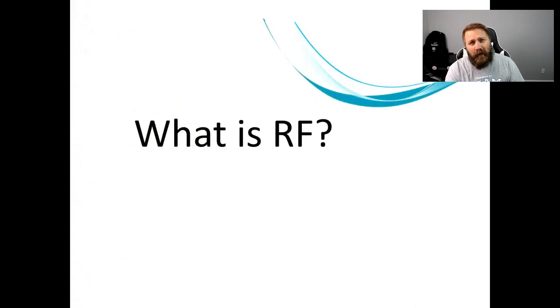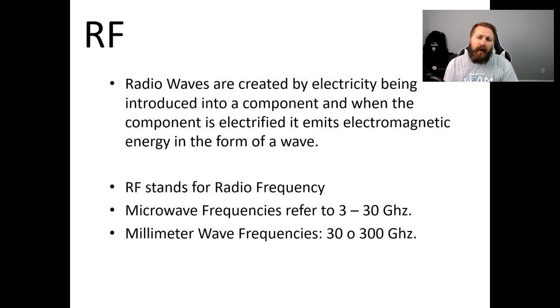So first we're going to talk about what is RF. Radio waves are created by inducing electricity into a component. And when we do that, it emits an electromagnetic wave, and therefore you get a radio wave. RF simply stands for radio frequency. Typically what we deal in is microwave and millimeter wave. Microwave is 3 to 30 gigahertz roughly. Millimeter wave is 30 to 300 gigahertz. So we'll be talking a little bit about some of the words that are associated with wireless technology.